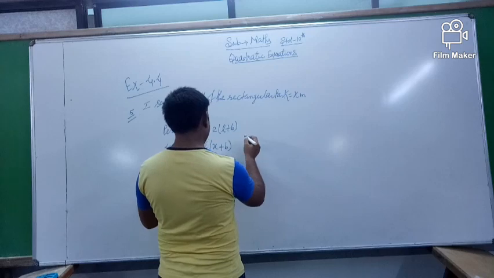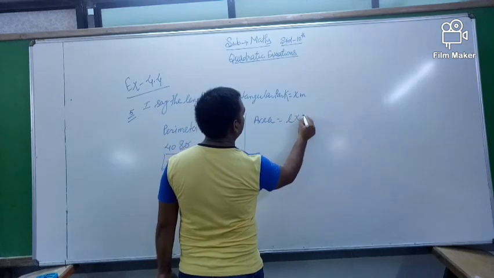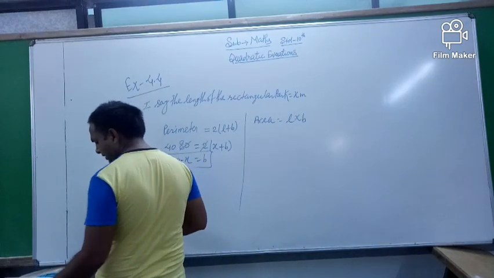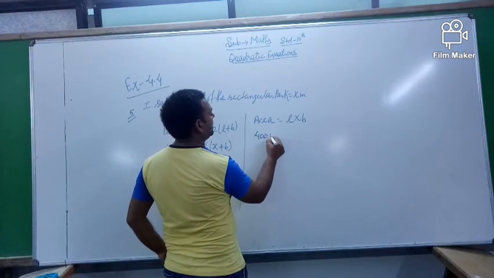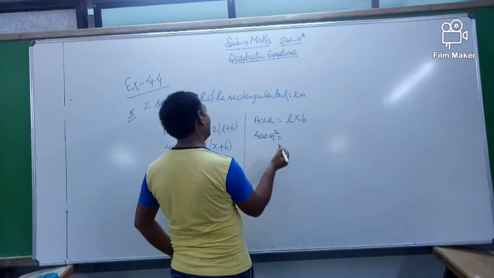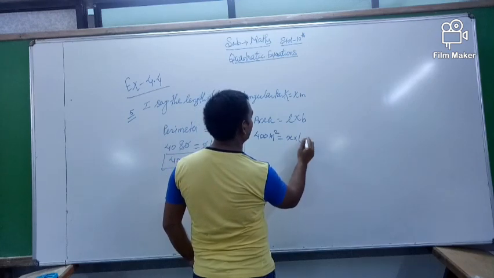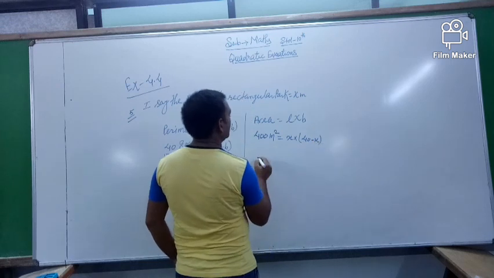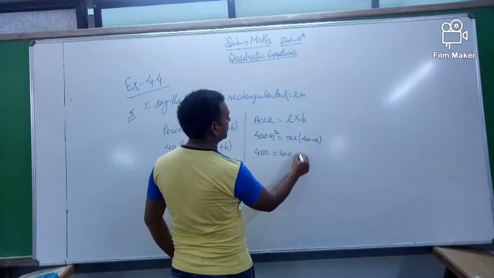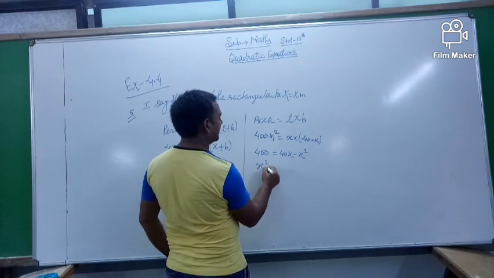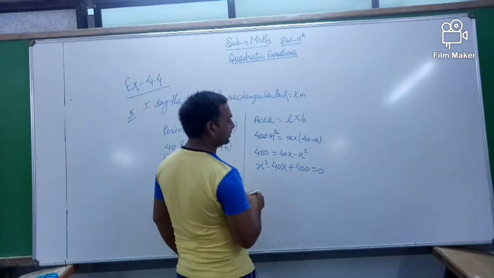Here the area is given. Area is equal to L into B. Area of the rectangular park, L into B, is equal to 400 meter square. Here 400 meter square is equal to L, which is x, and B, which is 40 minus x. So here 400 is equal to 40x minus x square. Transferring to the other side, x square minus 40x plus 400 is equal to 0.